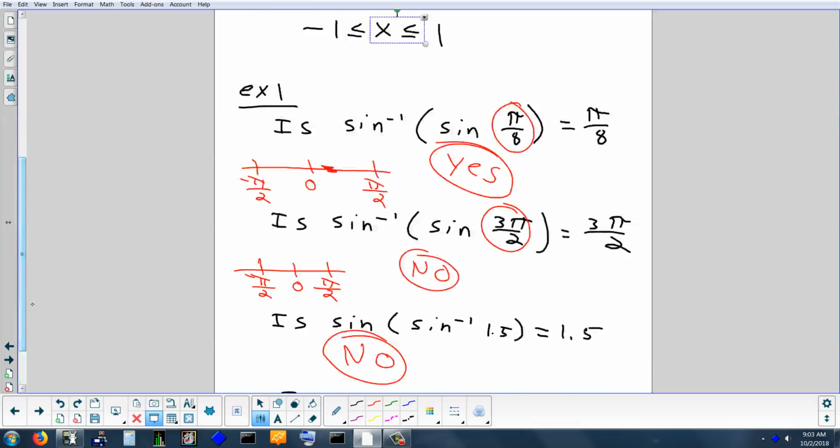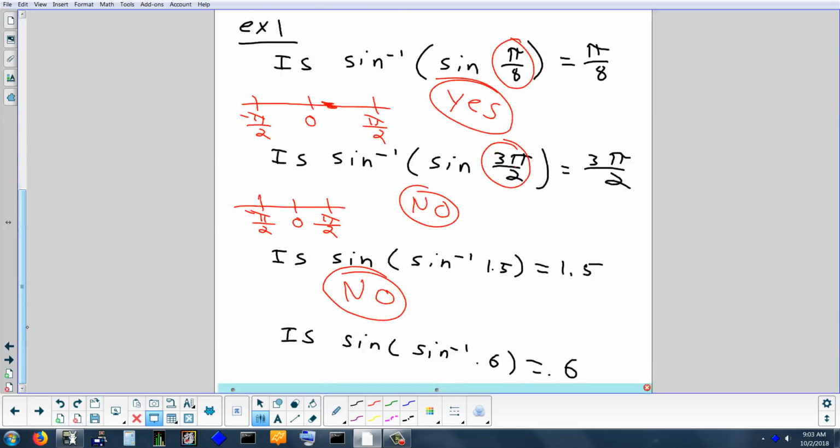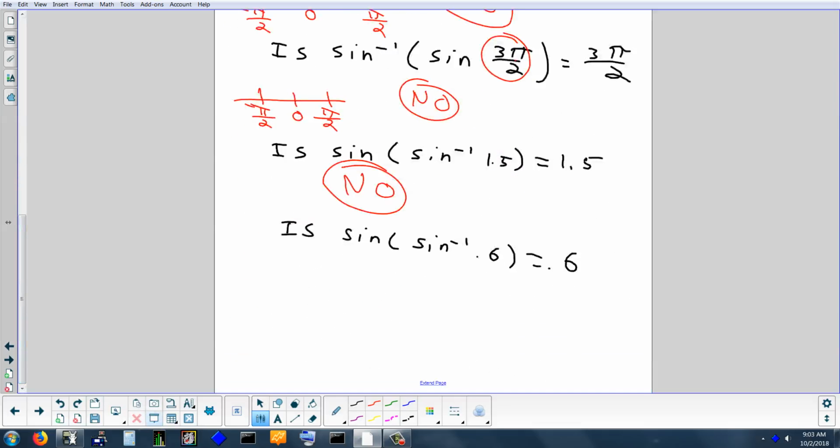How about this one? The sine of the inverse sine of 0.6. If I type that in, will I get 0.6? Yep. How come? It's less than 1, but it's greater than -1. You've got to be between -1 and 1, and we are.